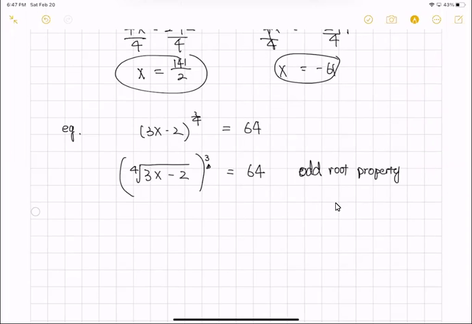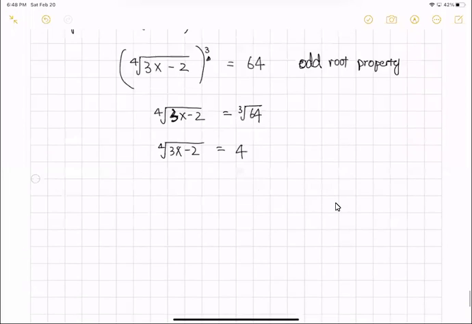We can just, what? Cube root on both sides. So I have the fourth root of 3x - 2 equals the cube root of 64. So the fourth root of 3x - 2 is equal to what number? 4. Okay, the cube root of 64 is equal to 4.